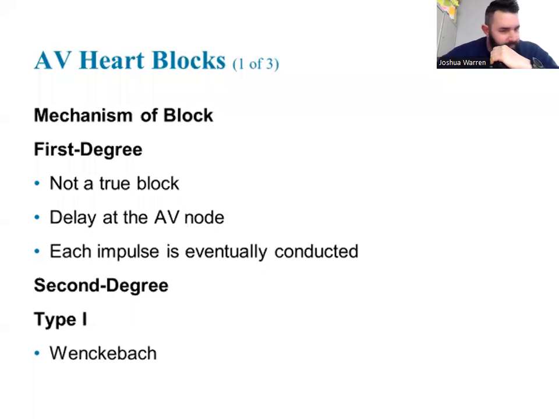So a first-degree block is not actually a true block. It's a delay in the AV nodal conduction rate. So each impulse is eventually conducted, but the AV node holds it longer than necessary. So it'll give you the appearance of a prolonged PR interval. Tell me what a normal PR interval is.